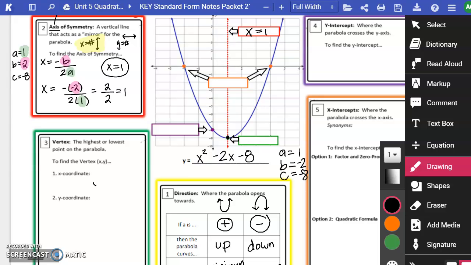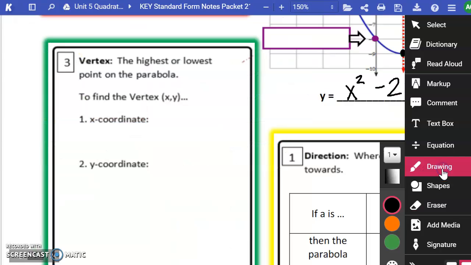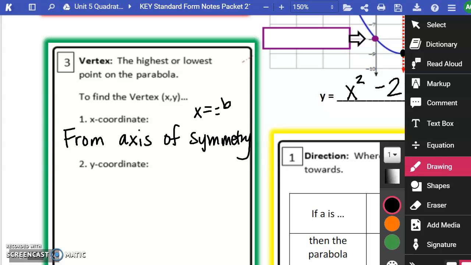Up next, box number 3 is to find the vertex. And this is on purpose that we found the axis of symmetry before the vertex, because in order to find the vertex, which is a point x comma y, you need to find the axis of symmetry. We find the x coordinate from the axis of symmetry. Maybe you want to also include in these notes, just to bring it home, this is the formula that we use to find the x coordinate for the vertex.